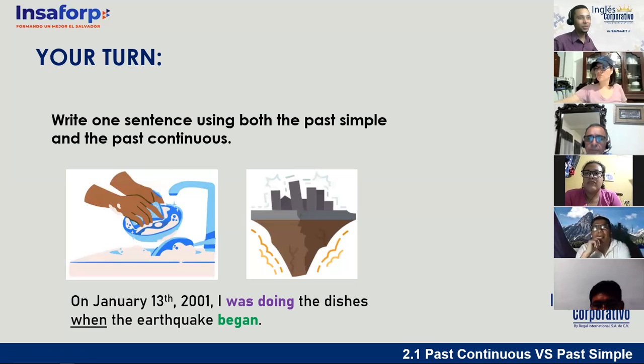Puede ser cualquier cosa. Este solo es el ejemplo que les doy yo. Pero puede ser cualquier otra situación. Ahora, si usted quiere escribir qué estaba haciendo cuando empezó el terremoto, también puede hacerlo. En mi caso, yo estaba lavando trastes. Pero a lo mejor usted estaba haciendo otra cosa, iba manejando, iba caminando, estaba desayunando. Bueno, un poco tarde para desayunar a esa hora.